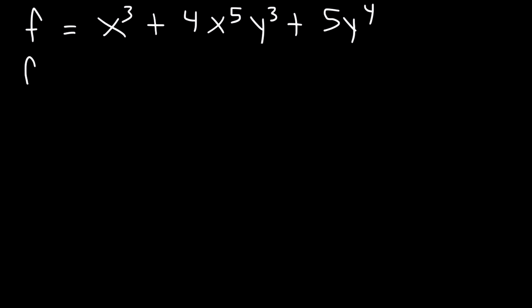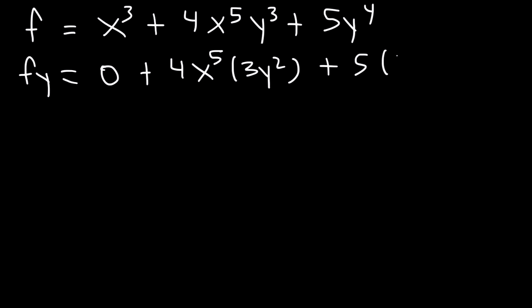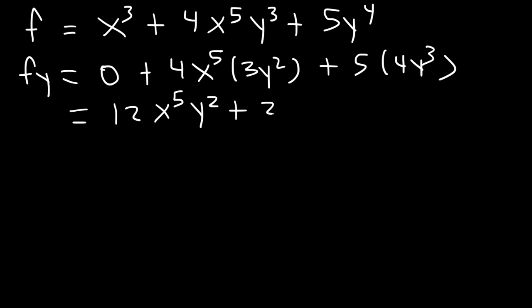Now let's find fy. So we could find fyx and fyy. So x cubed is now a constant, that becomes 0. And y cubed, the derivative of that is 3y squared. And the derivative of y to the fourth is 4y cubed. So fy is equal to 12x to the fifth y squared plus 20y cubed. Now from this function we could find the other two answers we're looking for.